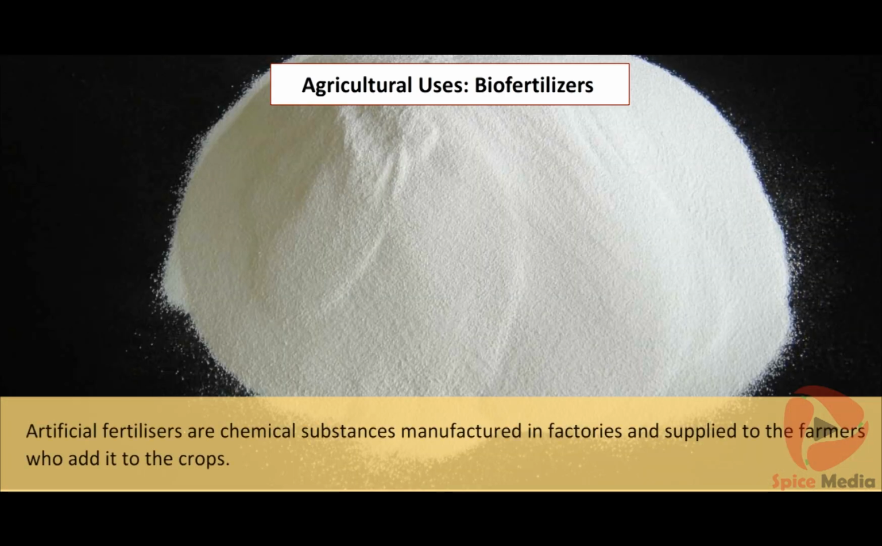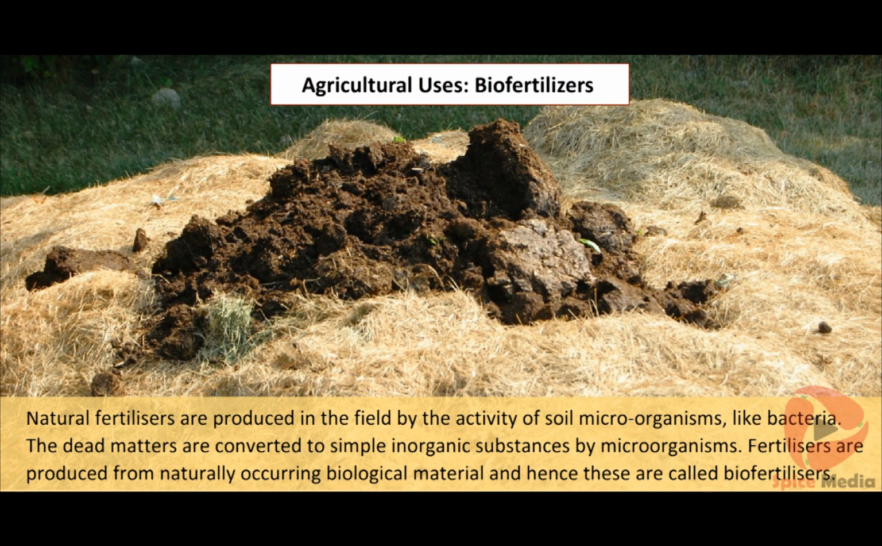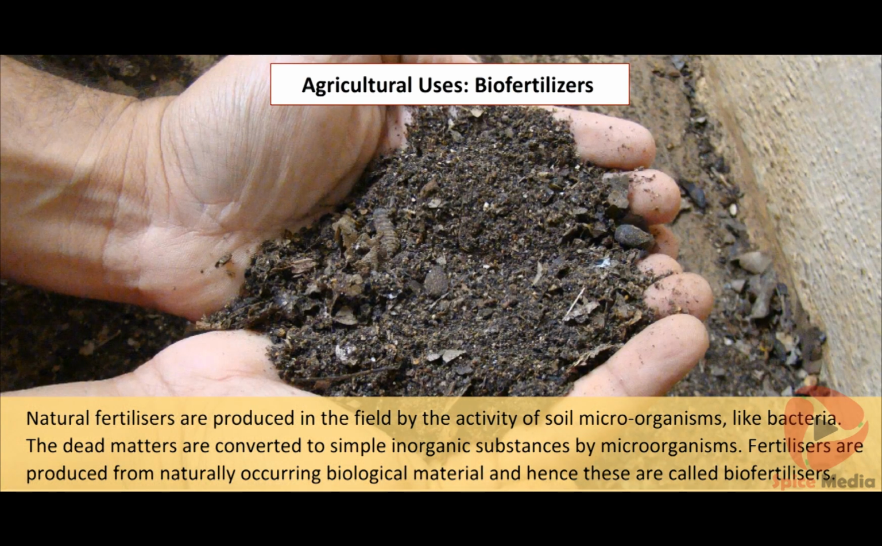Artificial fertilizers are chemical substances manufactured in factories and supplied to the farmers who add it to the crops. Natural fertilizers are produced in the field by the activity of soil microorganisms like bacteria. The dead matters are converted to simple inorganic substances by microorganisms. Fertilizers are produced from naturally occurring biological material, and hence these are called biofertilizers.